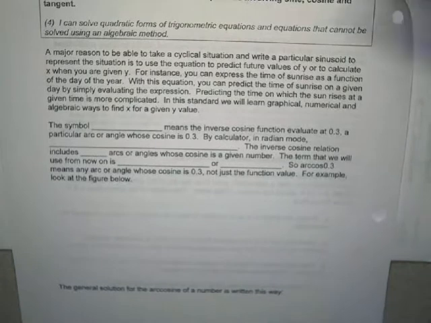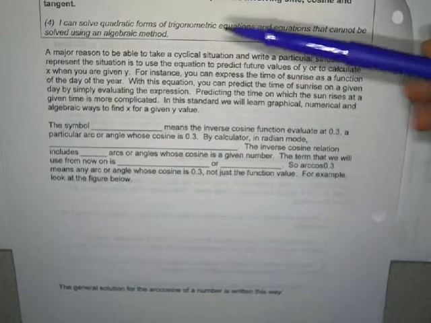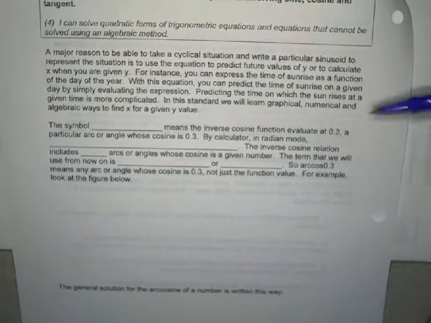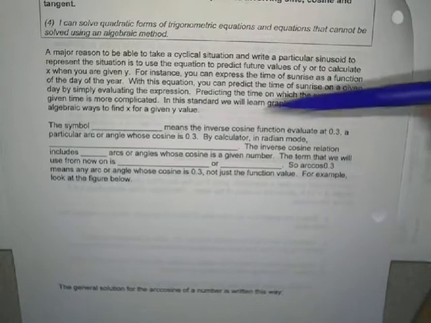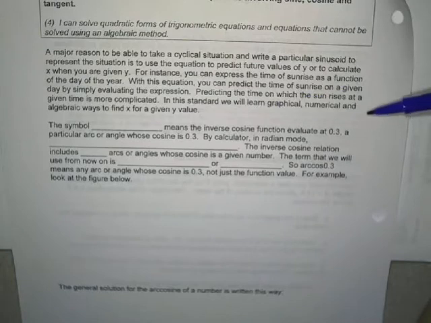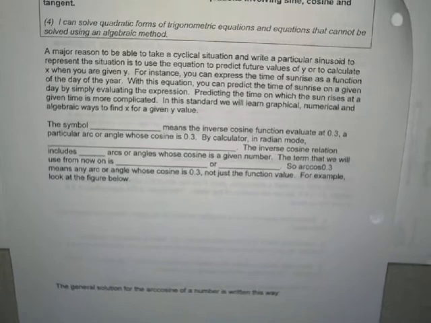For instance, you can express the time of sunrise as a function of the day of the year. With this equation, you can predict the time of sunrise on a given day by simply evaluating the expression. Predicting the day on which the sun rises at a given time is more complicated. In this standard, we'll learn graphical, numerical, and algebraic ways to find x for a given y value. We've actually done a little bit of this already in the standard we were working on the last couple of days, but we're going to do it with functions now.